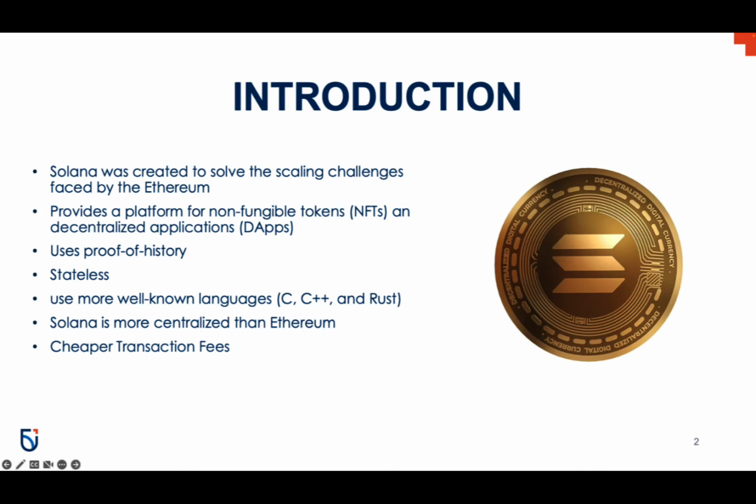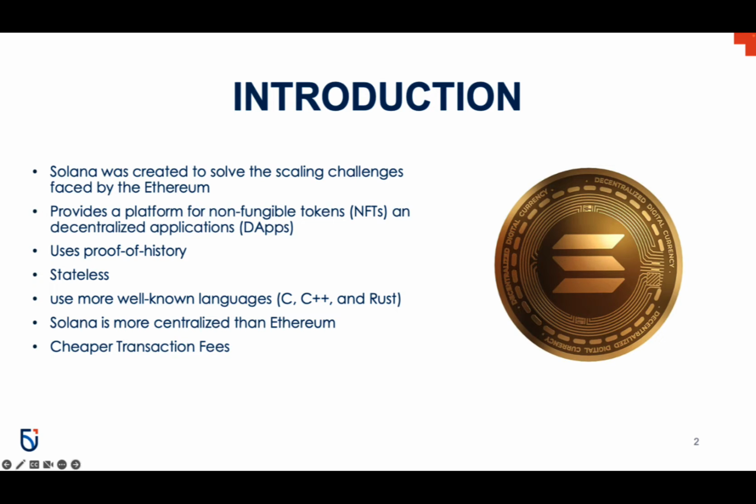Solana was created to solve the scaling challenges faced by Ethereum. It provides a platform for non-fungible tokens, which is NFTs, and decentralized applications. It uses proof of history, which basically means it requires a series of computational steps to determine the cryptographical time between two events. You can track each transaction order by adding timestamps to transactions.